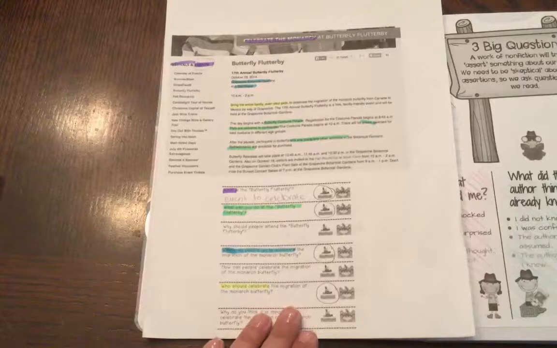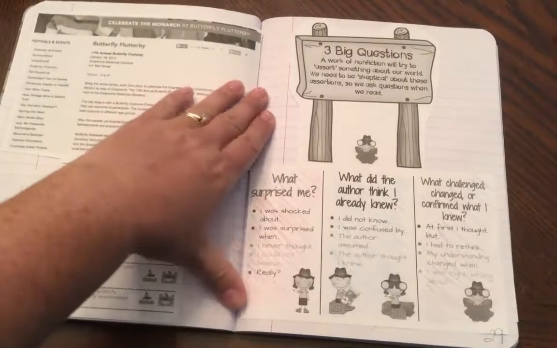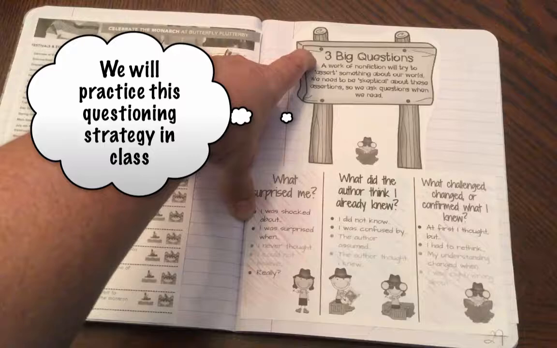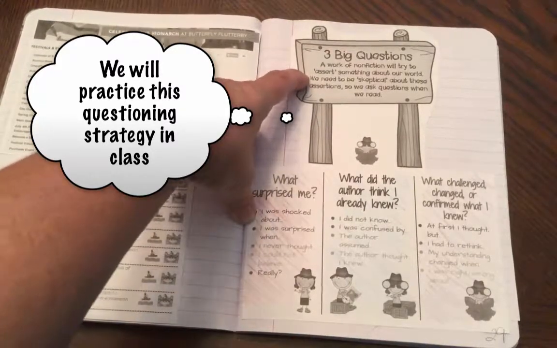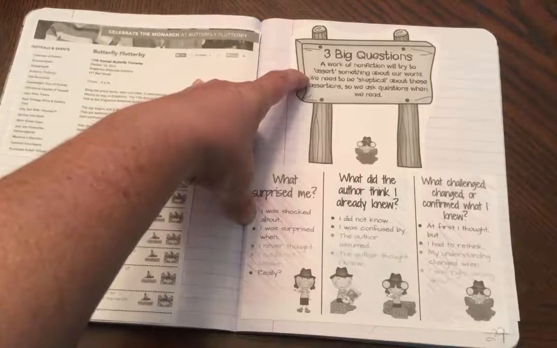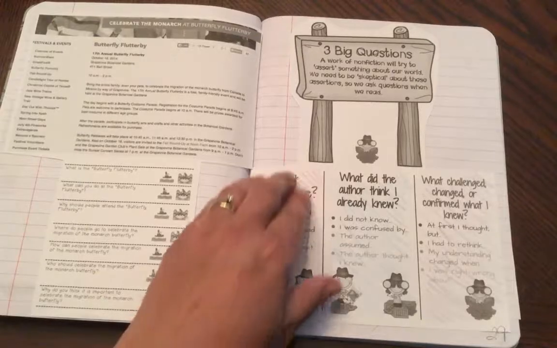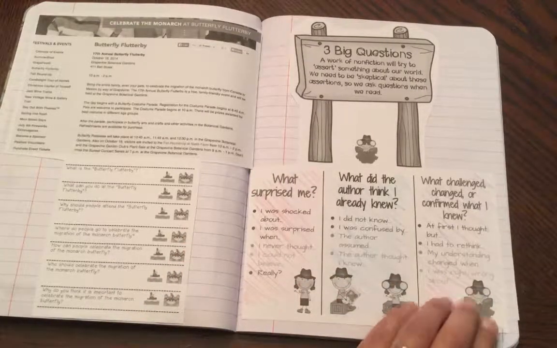Be sure that you look at all of the questions, decide if they're on the surface or below the surface, and write your answers. And then finally for this lesson, you're going to add the 3 big questions. These work great when we think about reading nonfiction texts because a work of nonfiction will try to assert something about our world. We need to be skeptical about these assertions, and so we ask questions when we read. In class, we'll really focus on what surprises us when we read, but these are some other prompts that we can use as well.